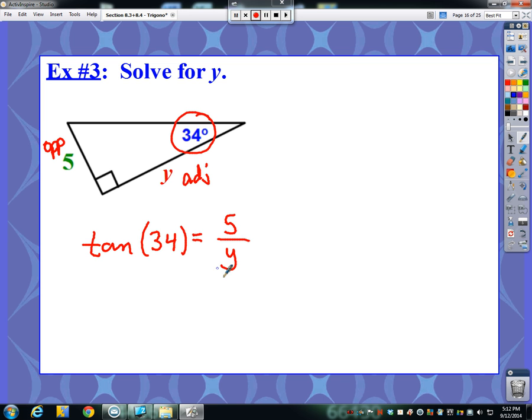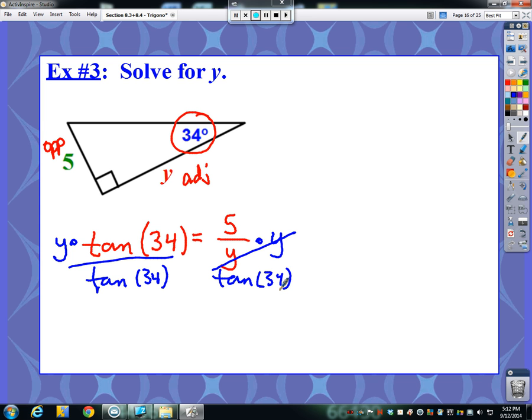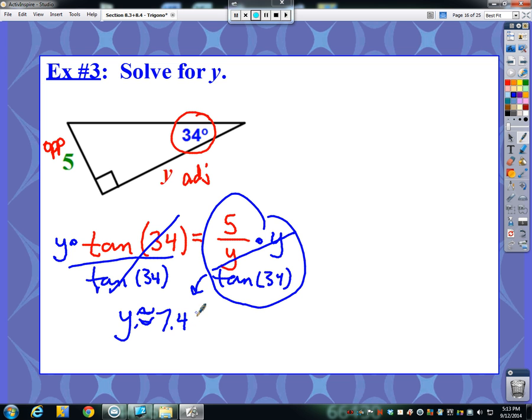So now to solve this, we want to get y, but y is in the denominator. So here's where we're going to multiply the y over, and then we're going to divide the tangent 34 over. And again, the tangent 34 is just some decimal number, but we don't care what it is specifically because now we're going to throw it into our calculator. So 5 divided by tangent 34 in parentheses is approximately 7.41. And we're done.